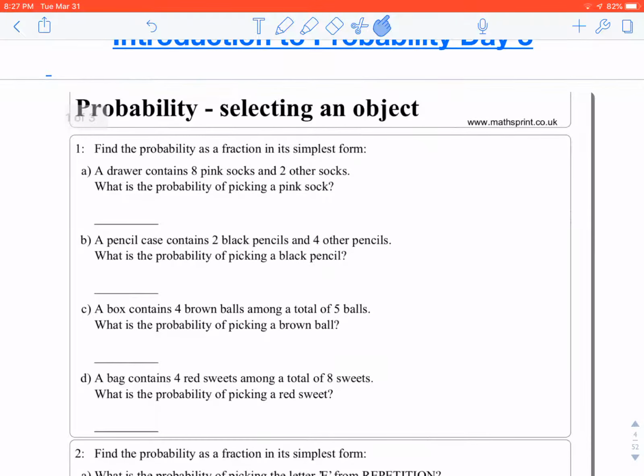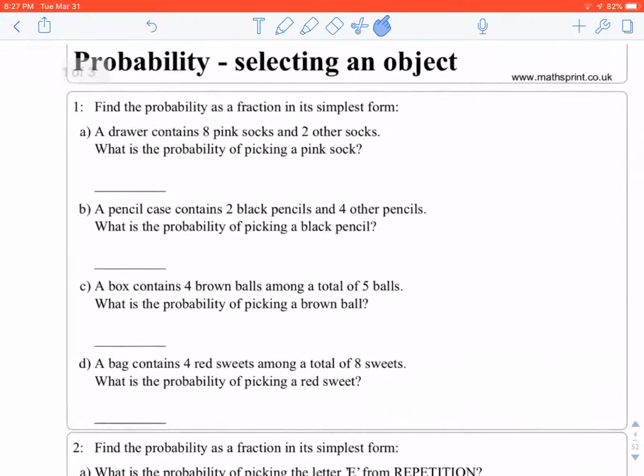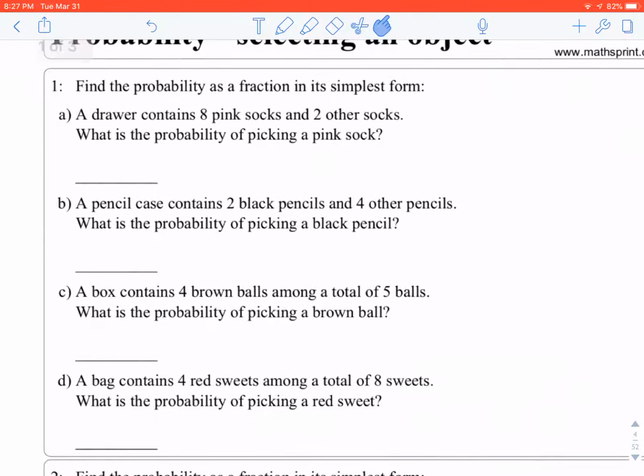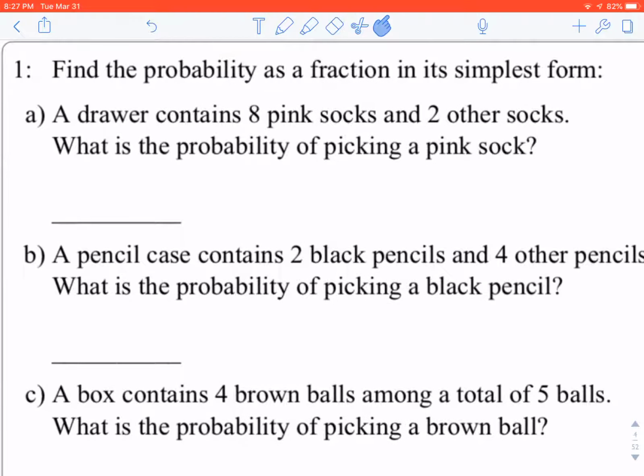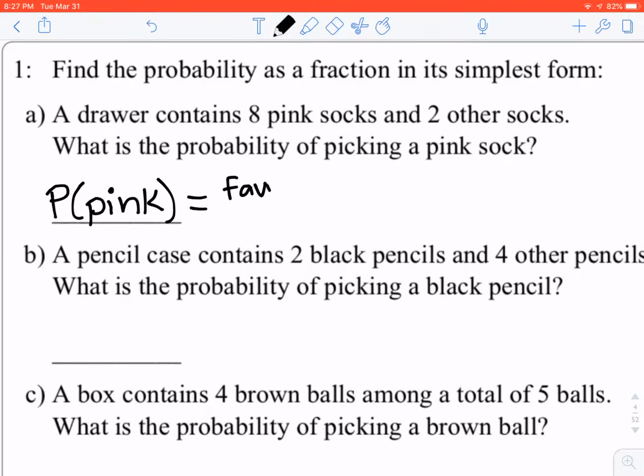Okay, so if we look at letter A, it says a drawer contains 8 pink socks and 2 other socks. We need to find the probability of choosing a pink sock. So we're going to set up our notation. Probability of pink. Okay, and remember, we're going to find our favorable over our total.